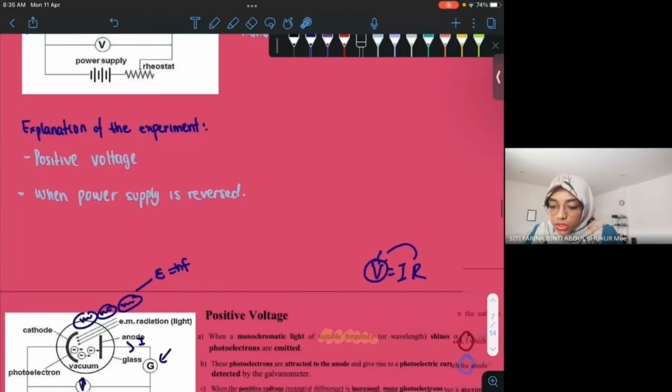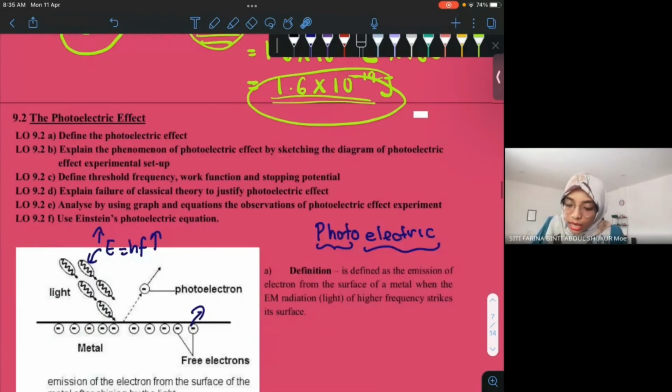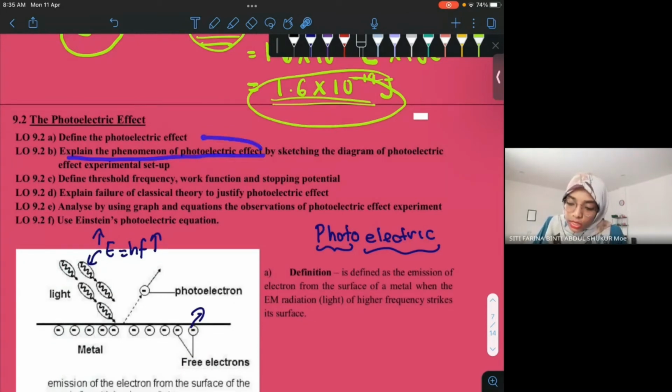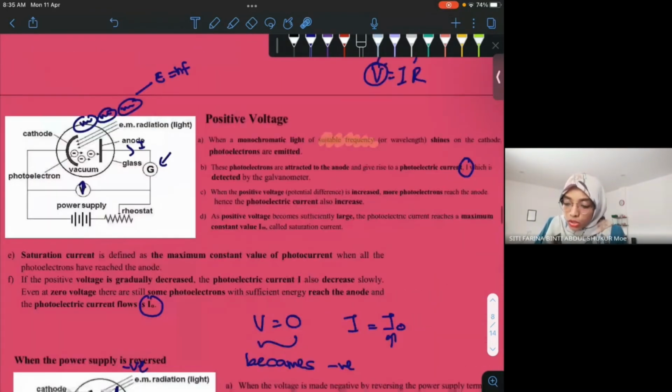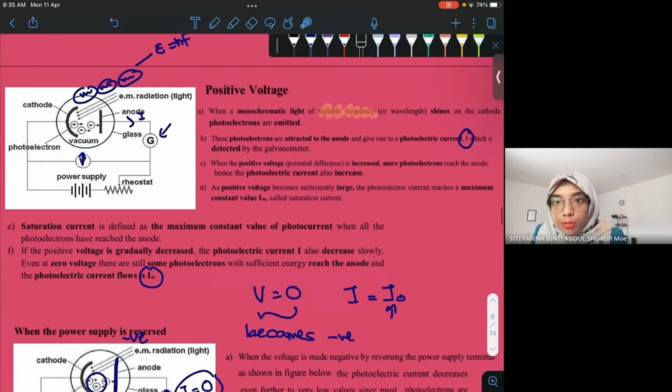Awak jangan good-good je. Learning objective dekat sini adalah explain the phenomena of photoelectric by sketching diagram of photoelectric experimental setup. Maksudnya you have to show these two setup and explain what is happening dalam photoelectric ini.